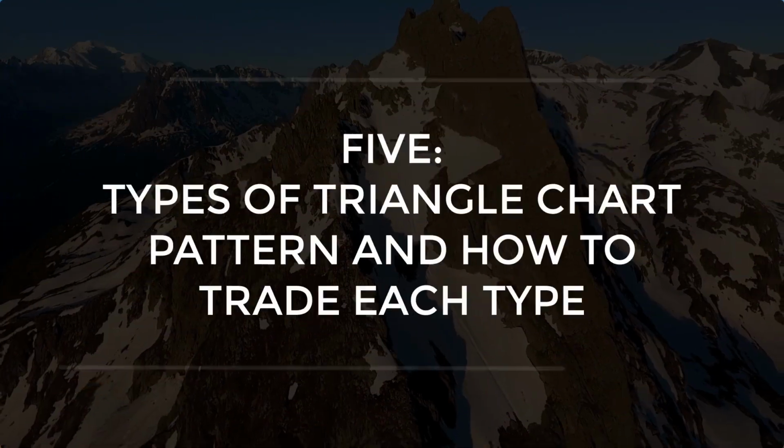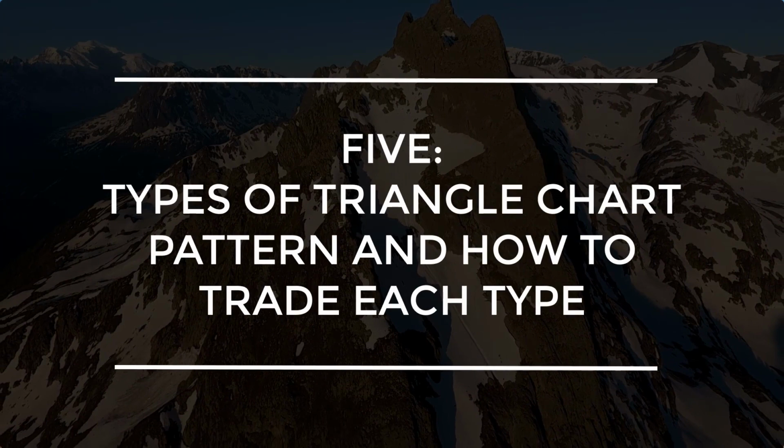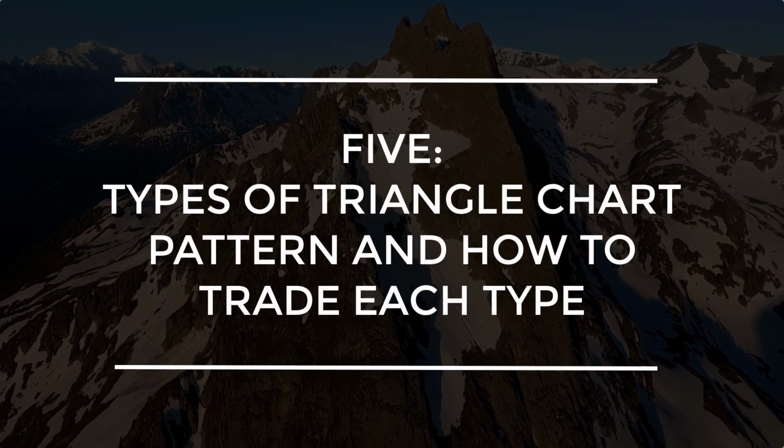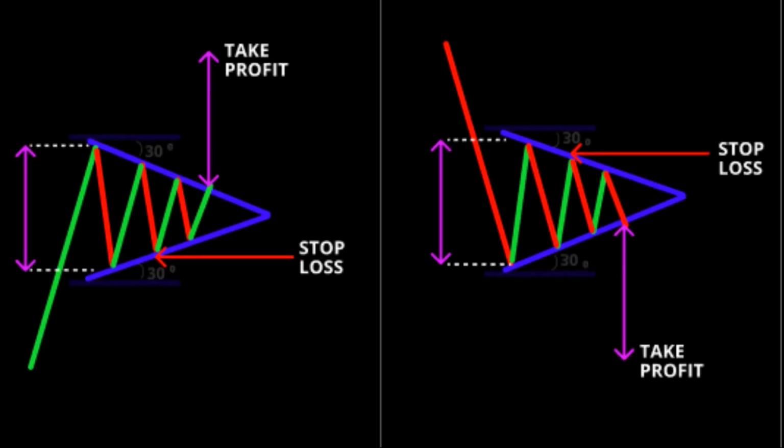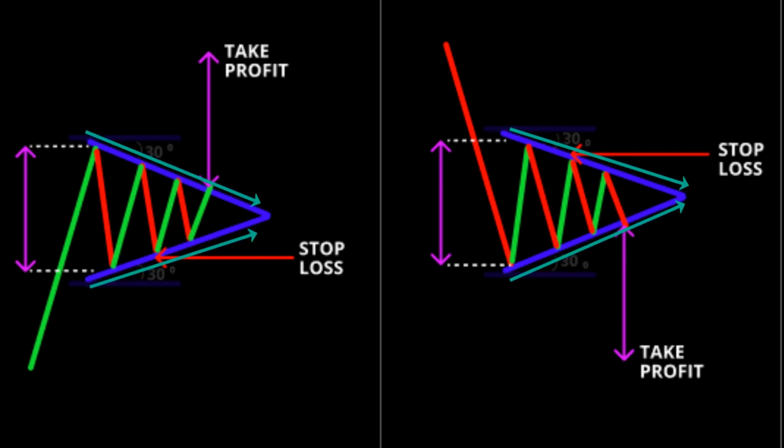So number 5, types of triangle chart patterns and how to trade each one. First, there are 3 types. We have symmetrical triangle, ascending triangle, and descending triangle. Symmetrical triangle occurs when we have a trend line at the top and another at the bottom while the price converges to a point. The market becomes less volatile as price moves towards the apex of the triangle.